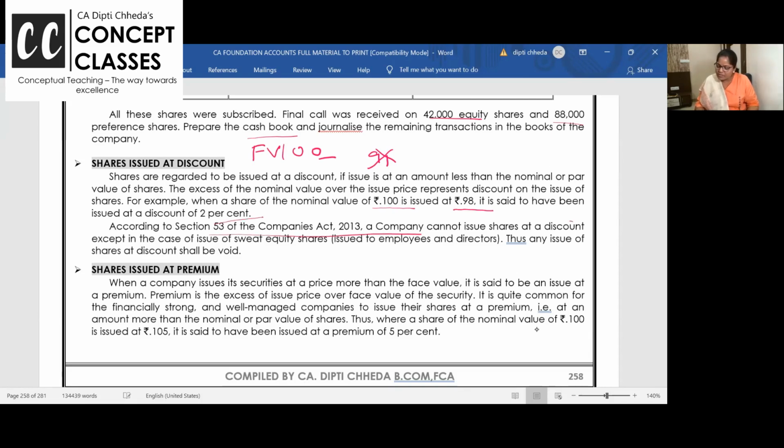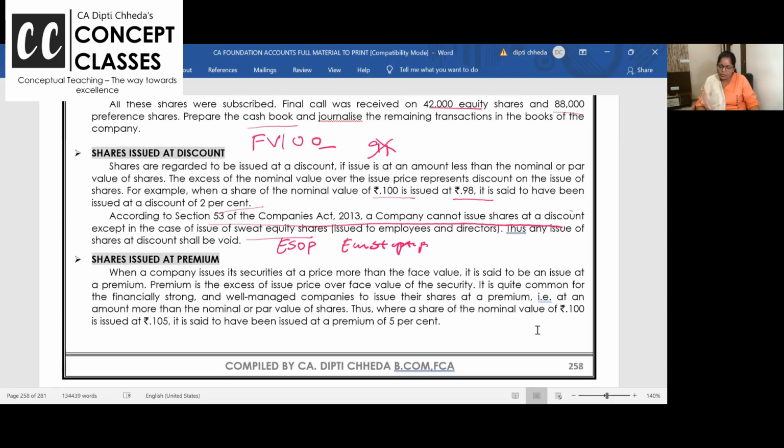Excess nominal value over the issue price represents discount. When a share's nominal value is 100 and it is issued at 92, it is discount. But section 53 says company cannot issue the shares at discount except sweat equity shares. And write one more name for these, ESOP, employee stock option plan. You can issue the shares at discount to your employee. Not otherwise. Shares cannot be issued at discount. Is this clear to all of you?